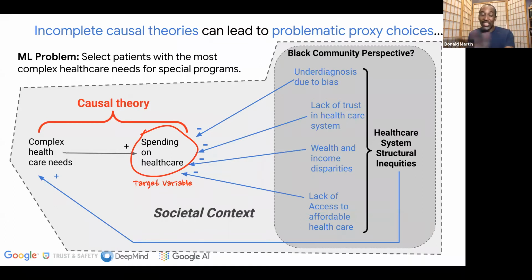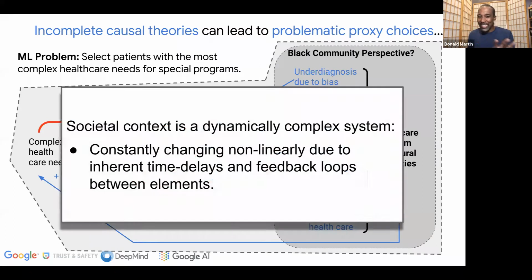We're trying to understand societal context, and societal context is a dynamically complex system. It's constantly changing non-linearly due to inherent time delays and feedback loops between elements. And so as we think about tackling this, we have to take that into consideration and think about what tools and practices we would need for that.